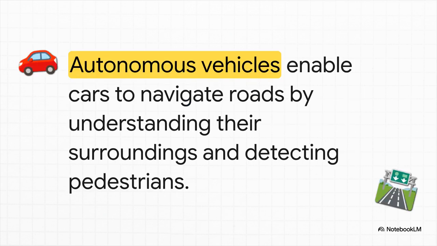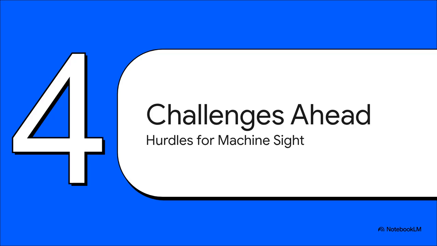And then you have the really futuristic stuff. Self-driving cars depend on a constant stream of visual info. They're using computer vision every single second to spot other cars, read traffic lights, and most importantly, detect pedestrians to keep everybody safe. But, as powerful as this all is, it's not perfect.